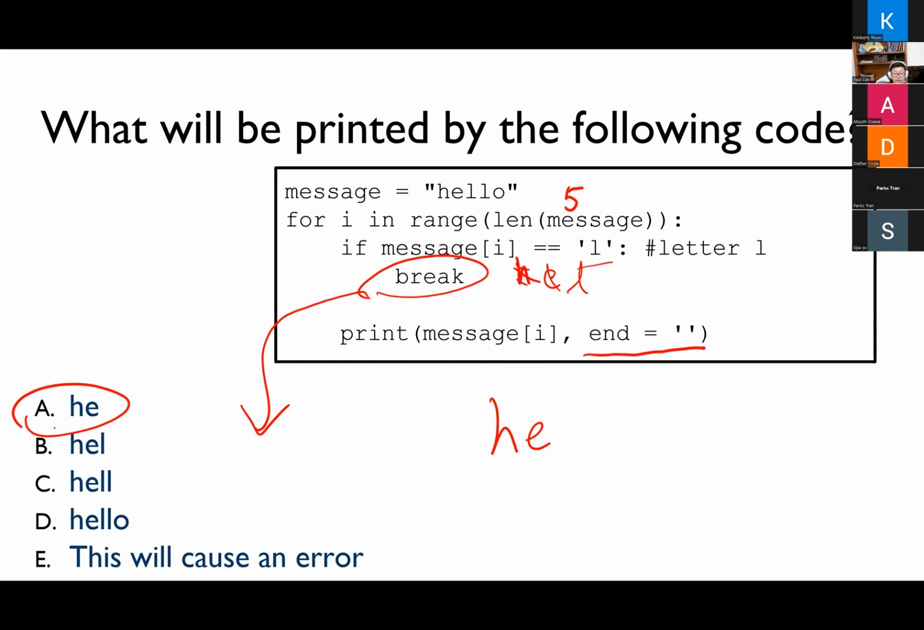Break, you get out of the loop immediately. I don't care what's after the current iteration. I don't care what are the remainder rounds of the iterations. You are out of that for loop immediately. Okay. Any questions?